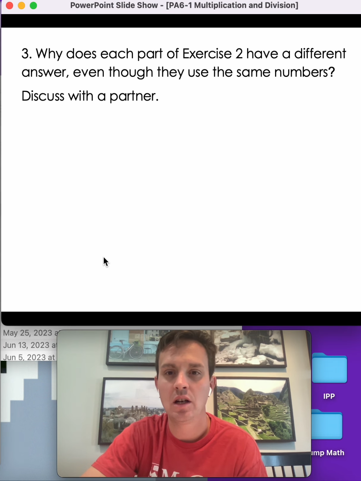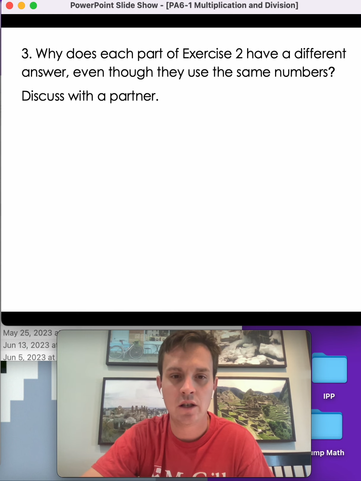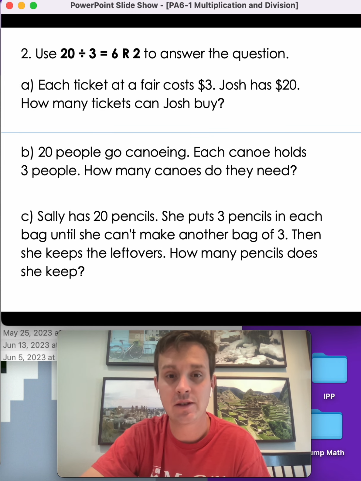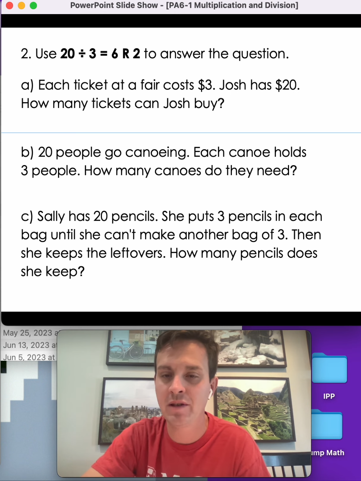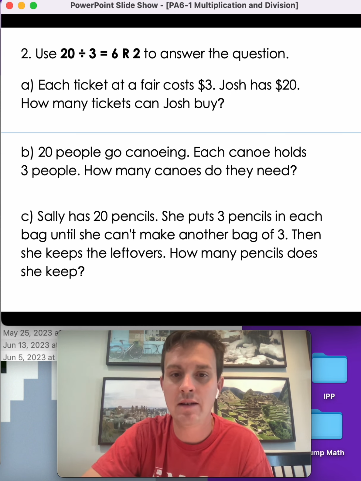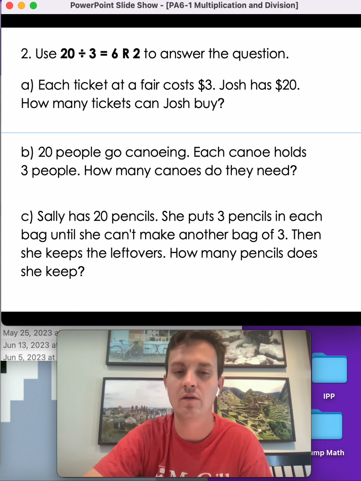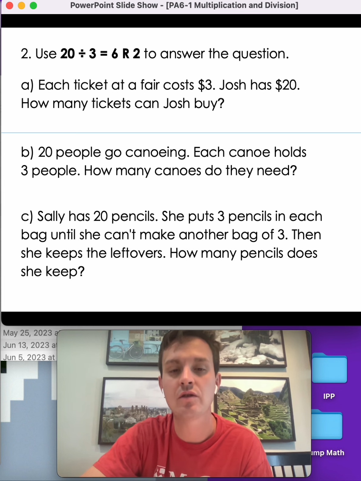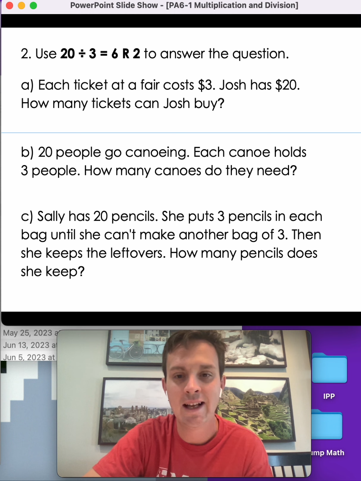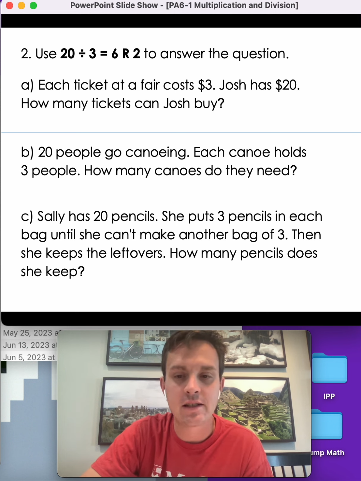All right. And discuss this one with a partner. Why each part in that last example has different answers, even though they use the same numbers. An example explanation might be that in part A, Josh can't buy part of a ticket, so the remaining $2 has to be ignored. Josh can't spend all of his $20. In part B, you need to make sure that all 20 people can go, so you fill up canoes with 3 people, and then you still use 1 more canoe for the remaining 2 people. And in C, it's the remainder that Sally keeps.